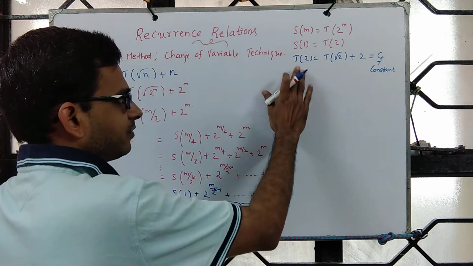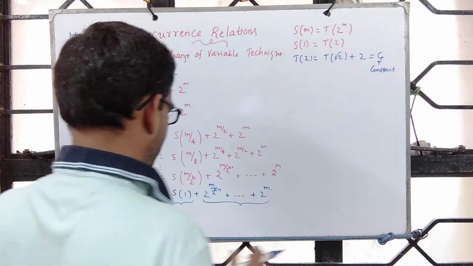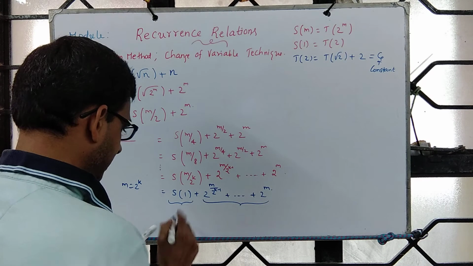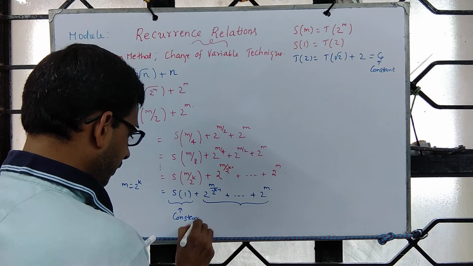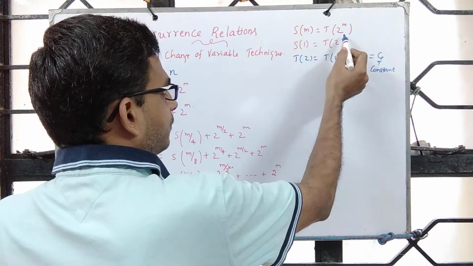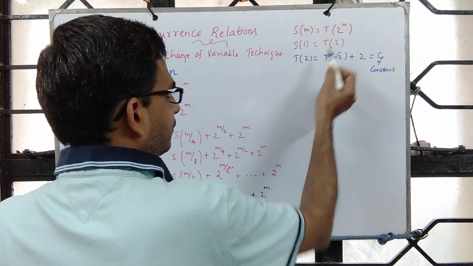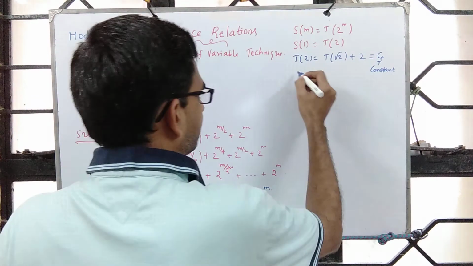So just like T(1) is some constant, it could be 1 or 0, T(2) is also some constant. So this value we have estimated is some constant. But the way to calculate this is via T. Because S(m) is T(2^m), S(1) is T(2), and when we substitute this, we get the appropriate value.